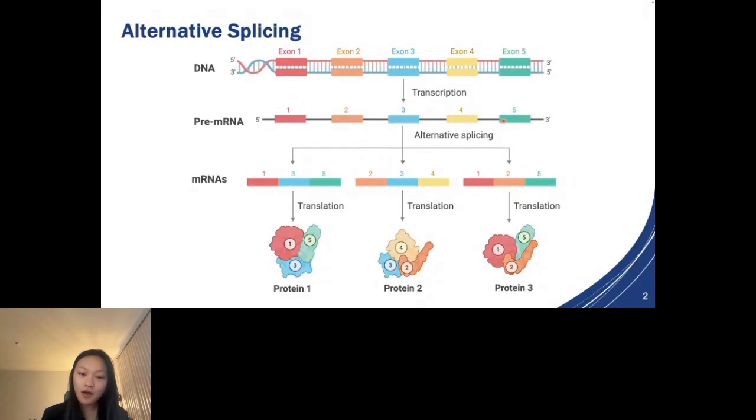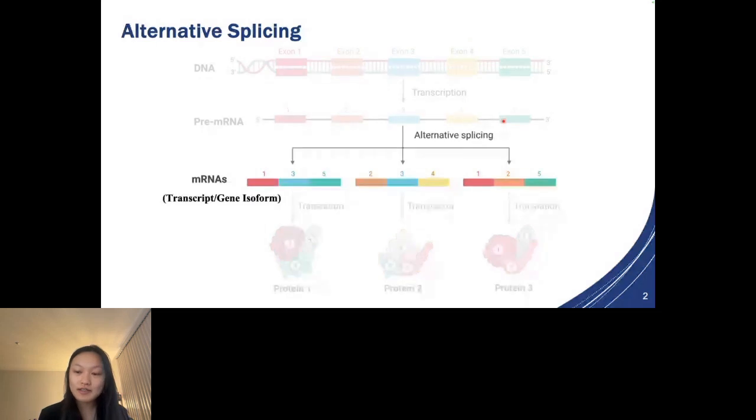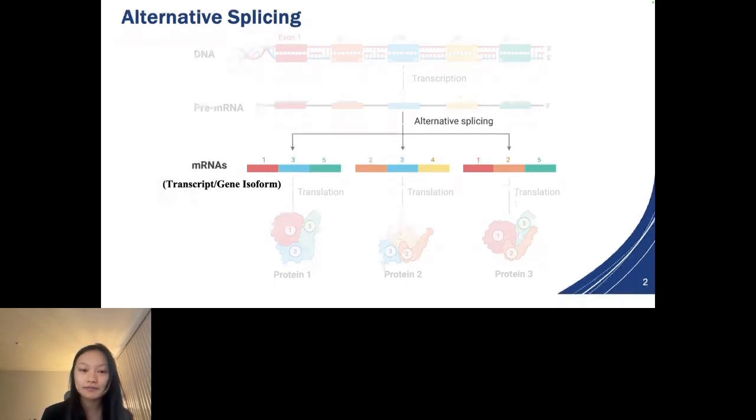Why is this mechanism so important? Because these different mRNAs, which we also call transcripts or gene isoforms, can then be translated into proteins with different structures and consequently different functions. This process expands the coding potential of our genome from a limited number of genes. For today's talk, we will focus primarily on understanding this diversity at the mRNA level, figuring out exactly what transcripts are present in a specific cell.